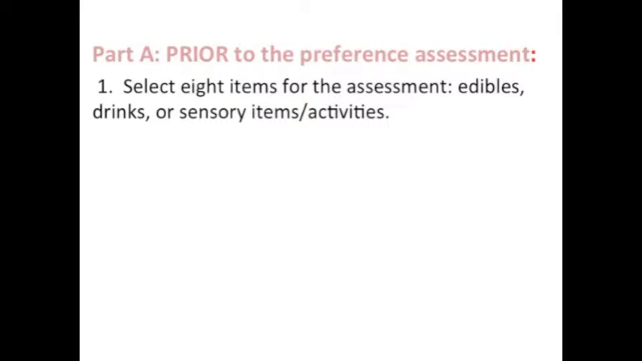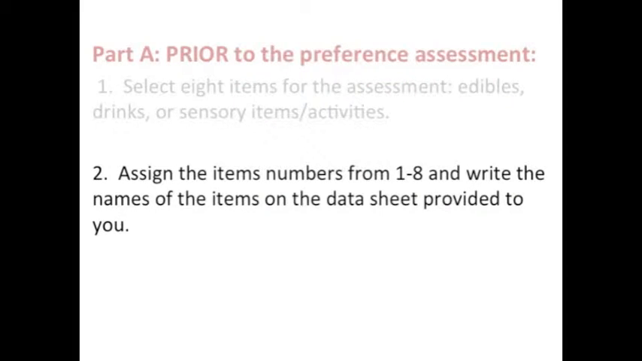Begin by selecting 8 items for the assessment. These items could include edibles, drinks, sensory items, or activities. Next, assign the items numbers 1 through 8. Write the names of the items on the datasheet provided to you.